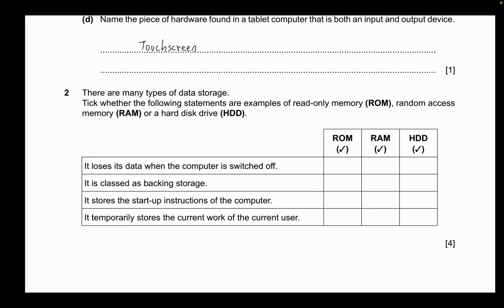Hard disk drive is just an additional storage method. So we can see that this is for 4 marks. So let's tick the options. It loses its data when the computer is switched off. That is going to be RAM, okay? It is classed as backing storage. That would be HDD. It stores the startup instructions of the computer. That would be the ROM. It temporarily stores the current work of the current user. That will be RAM, okay, because it's a temporary form of storage. Let's move on to the next question.